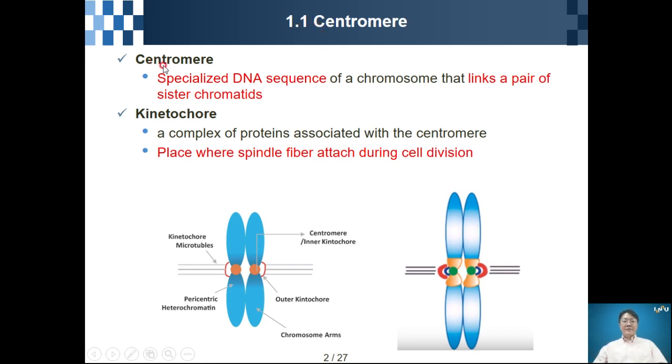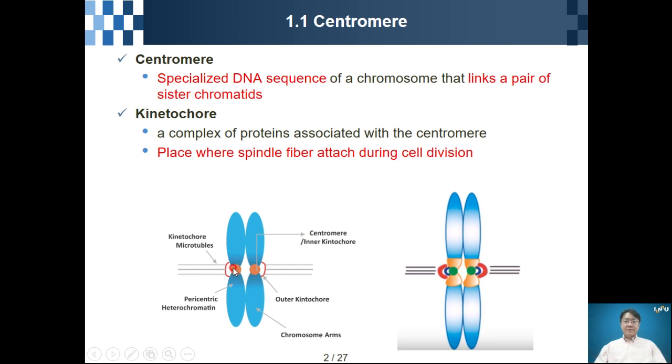So what is centromere? So this is the centromere. Centromere is the specialized DNA sequence of the chromosome that links a pair of sister chromatids. So they are linked to each other, and this makes the chromosome.